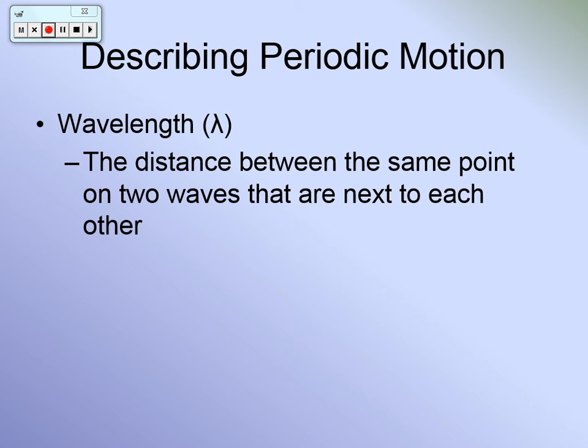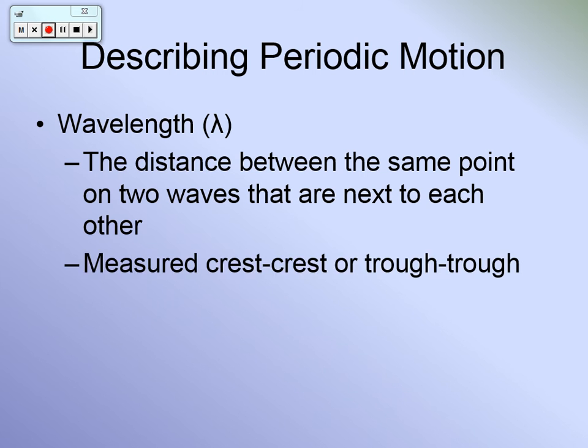In transverse waves, we usually measure that crest to crest or trough to trough. But you can also talk about the wavelength of a longitudinal wave by measuring the distance from compression to compression. Same idea, still measuring the distance between the same point on two consecutive waves, just a different way of describing it.